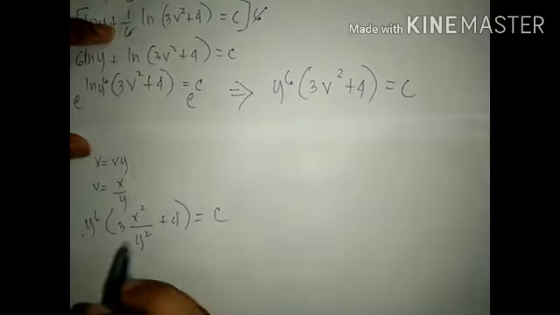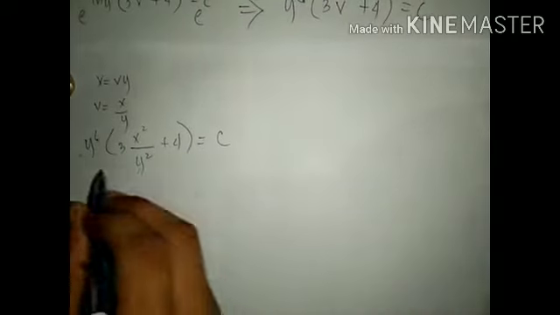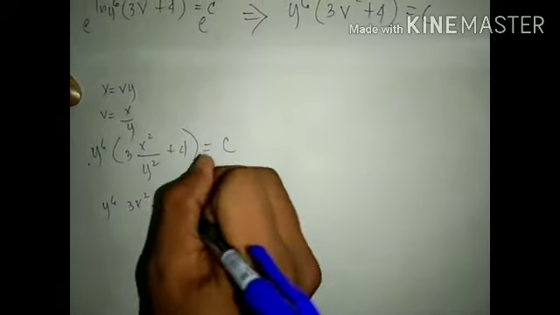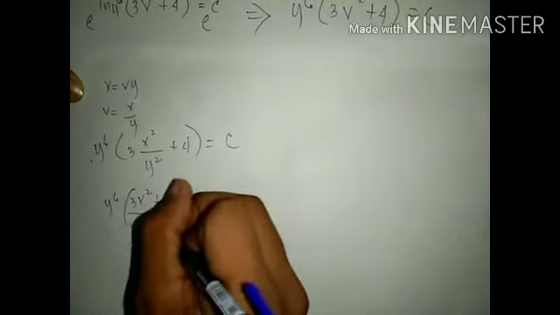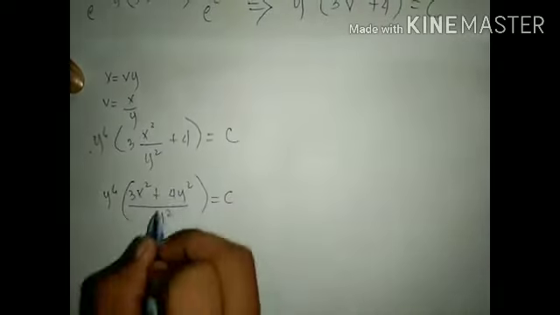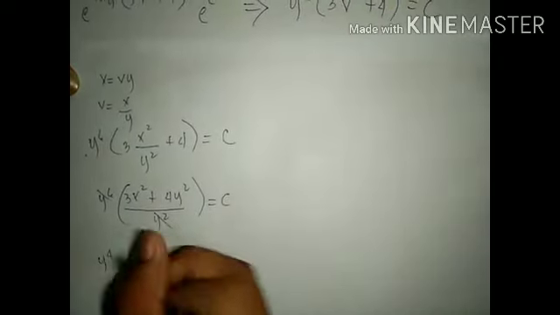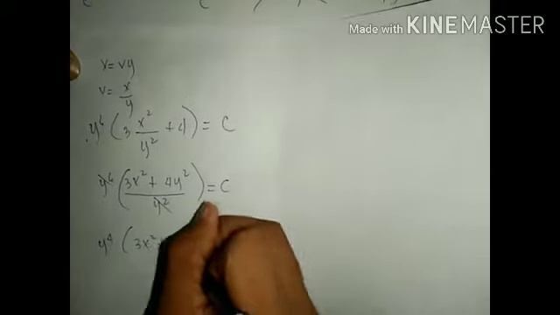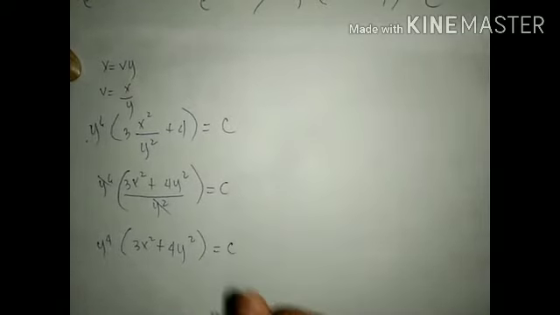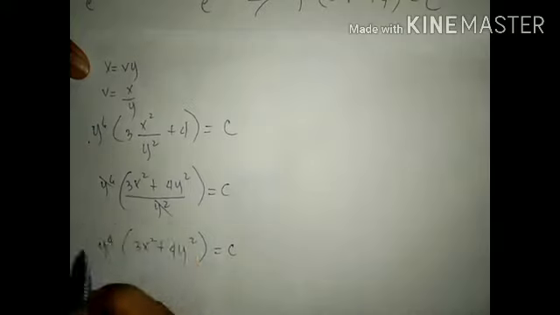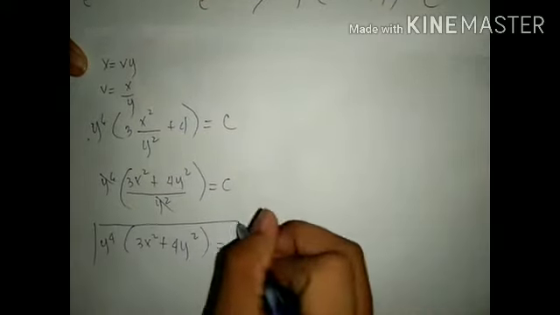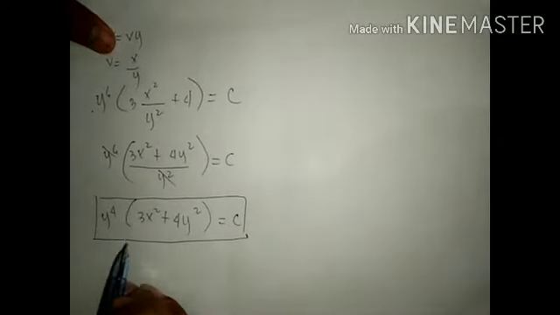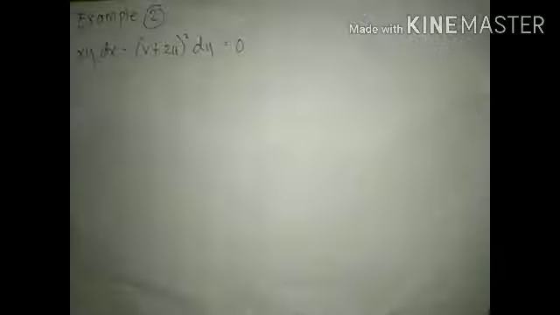And then ato siyang i-simplify na to siya, y over 6 3x squared plus 4y squared over y squared is equals to c. Cancel na siya. So y over 4 times 3x squared plus 4y squared is equals to c. So mao niya ang atong general solution. So, mao niya ang answer sa example nato number 1.